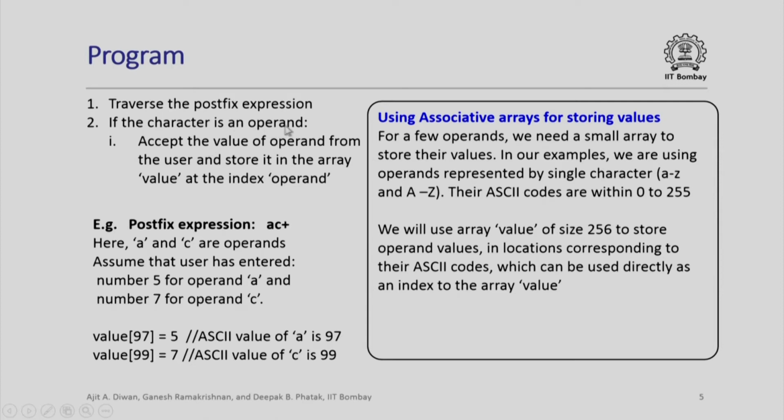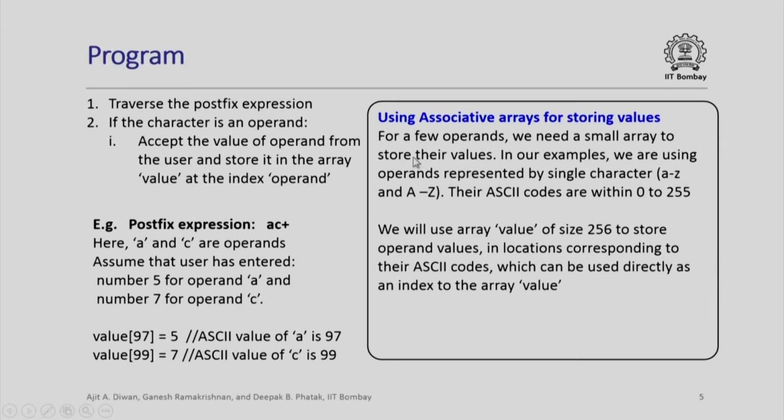Simple logic. Now, let us look at the character being an operand. What are we supposed to do if the character is an operand? We have to accept the value of the operand from the user and store it in an array value. Here we do an interesting thing. We use associative arrays for storing values. Those of you who have done the CS 101X course from IIT Bombay would recall that in one of the examples on digital image processing for calculating histograms, we had used an associative array. Let me explain the purpose of using an associative array here.